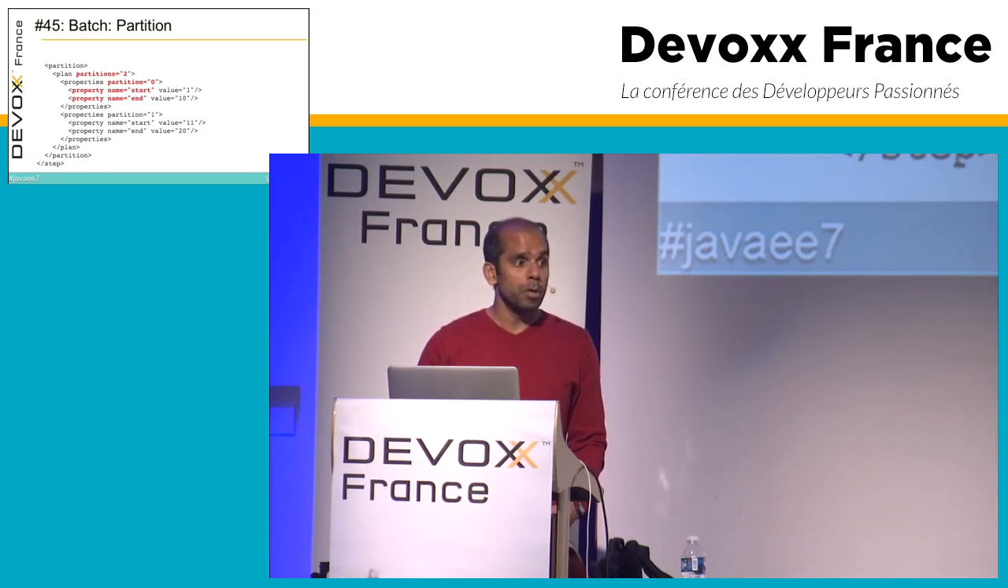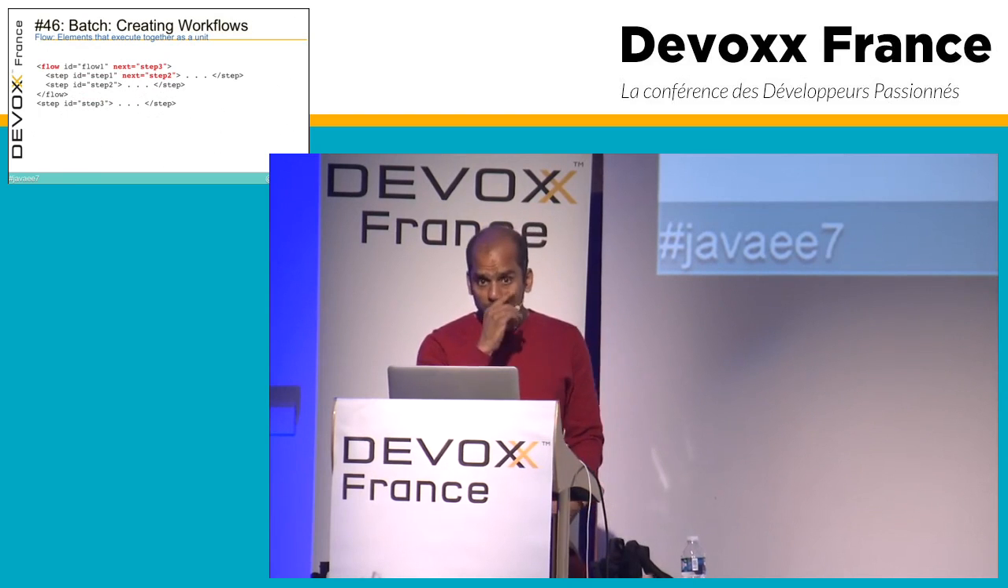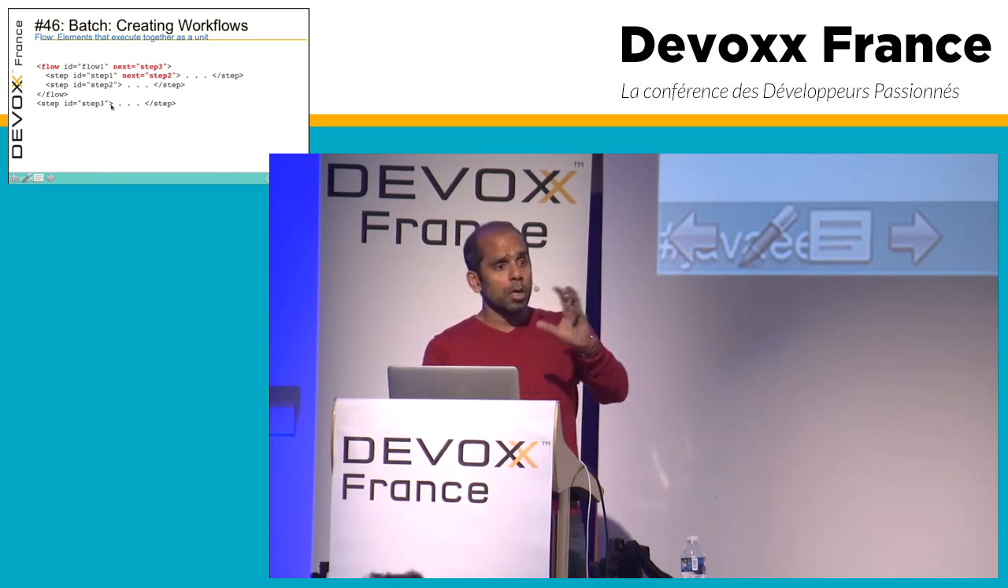This is one way of doing it, by which you can declaratively say, split up my job into 4 partitions. And I'll get back to you in a programmatic way in a second. But another concept in batch is how you can say, I want to execute certain elements as a unit.